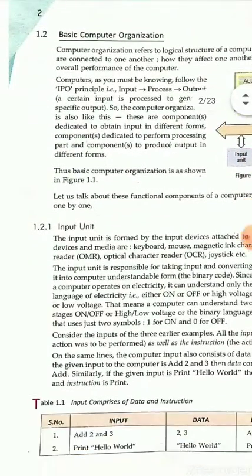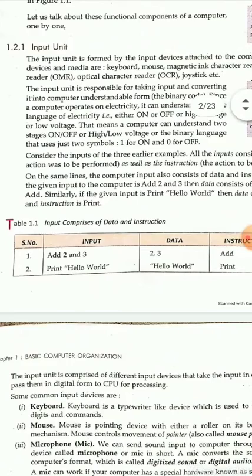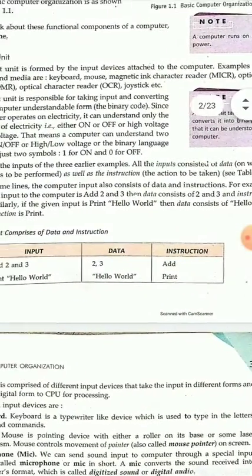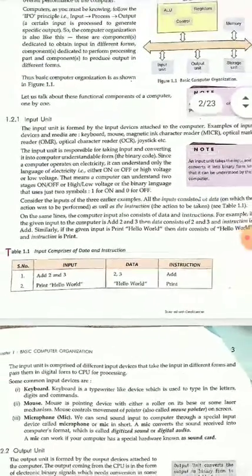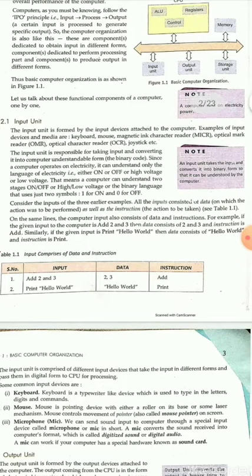Now the next thing is the input unit. The input unit is formed by input devices attached to the computer. Examples of input devices and media are keyboard, mouse, magnetic ink character reader, MICR, optical mark reader, optical character reader, joystick, etc., which you have already studied in class 9th and 10th.